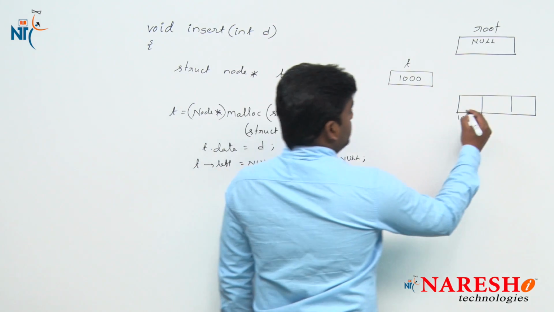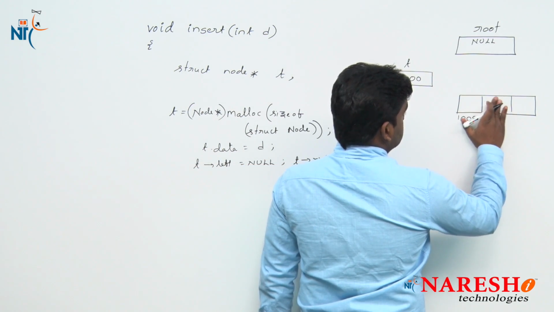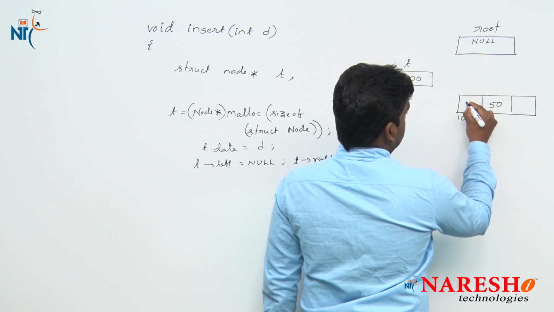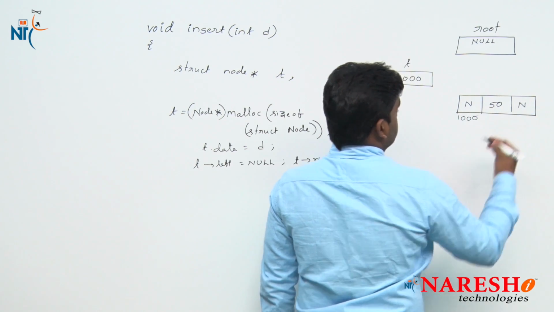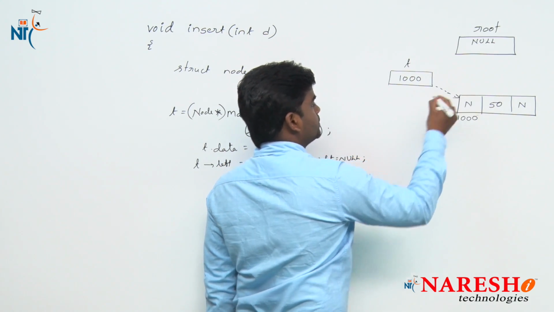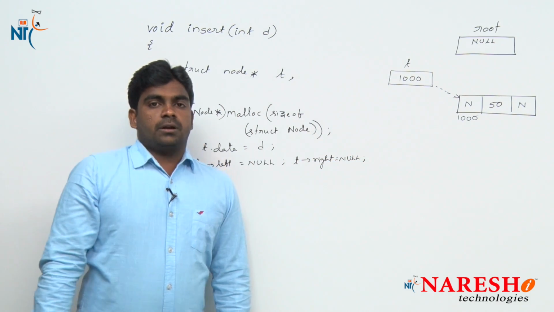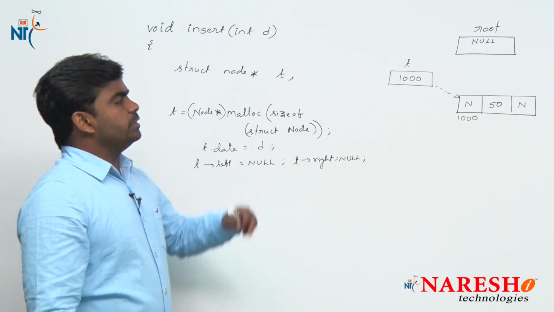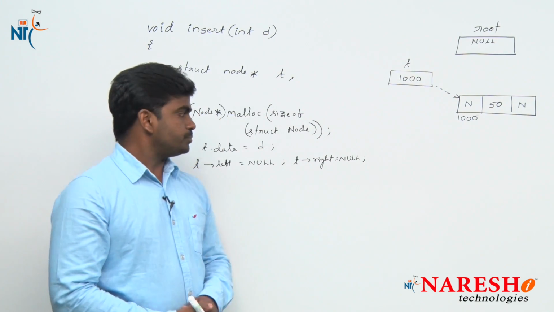So now the node is ready. Suppose the value is just 50. The left side is null, the right side is null. T is temporarily pointing to this node, right? Once you connect it permanently, the local temporary variable will be deleted automatically.